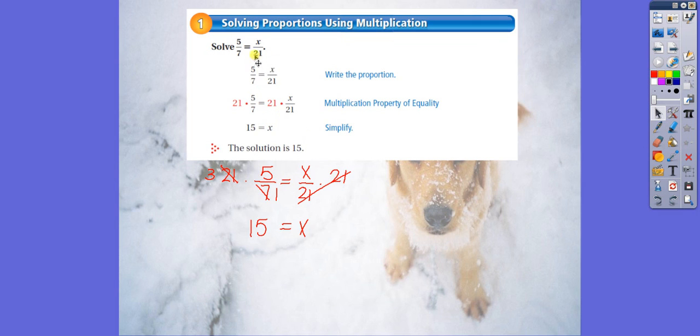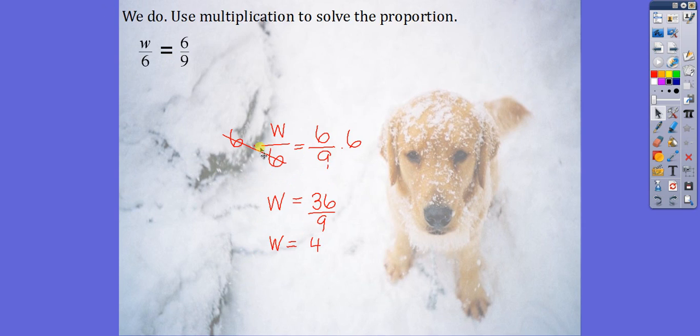So I'm going to multiply each side by the number under the variable, in this case 21. And the 21's cancel out over here, and as you can see, I simplified before multiplying. 21 and 7 have a factor of 7 in common, so I divided each by 7, and that left me with 3 times 5, which is 15 over 1, or just 15. So we did this one together.